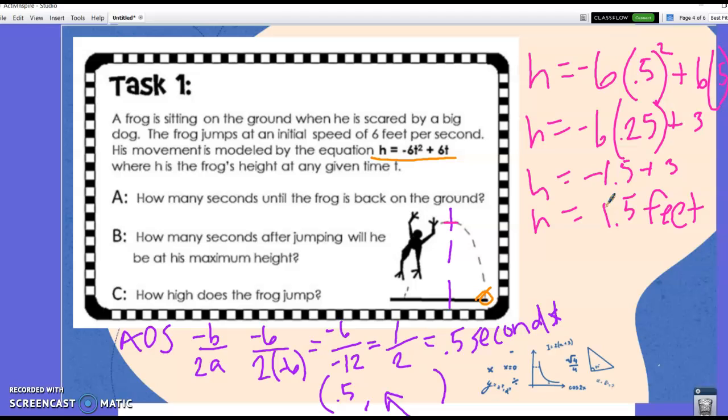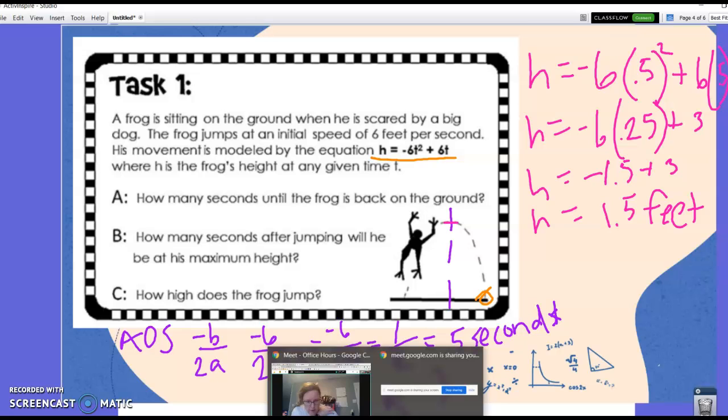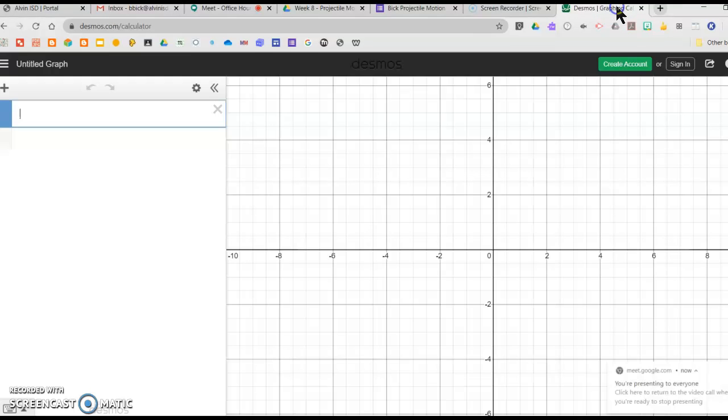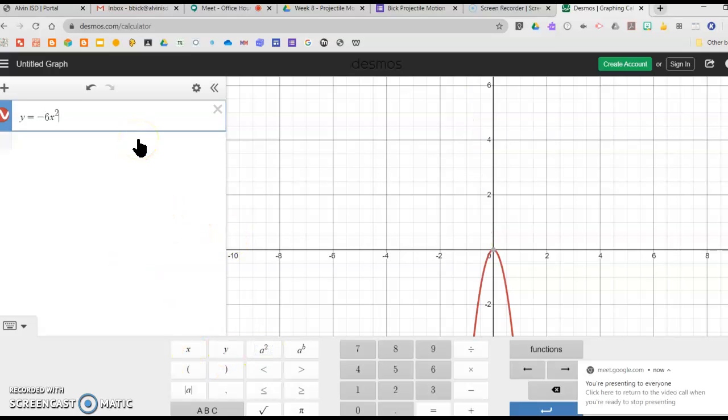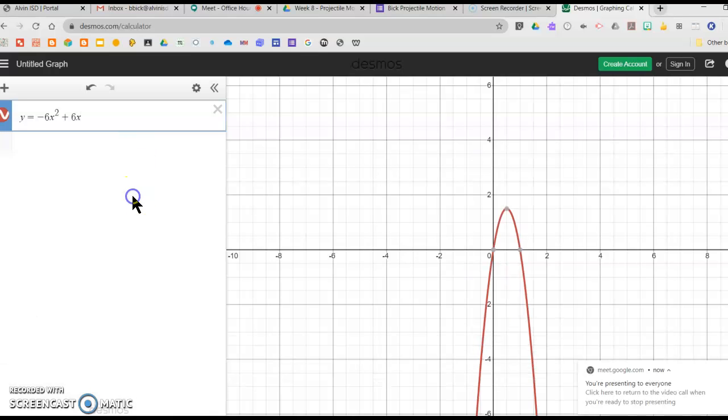Now I'm going to show you, not necessarily a trick, because it's completely allowed. I'm going to show you how to do this on a calculator. So here, if I type in the original equation using Desmos, change your H and your T to X's and Y's, because the graph only recognizes the X's and the Y's for the variables, so you want those to be X's and Y's.